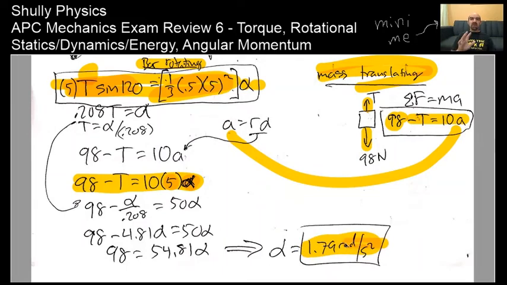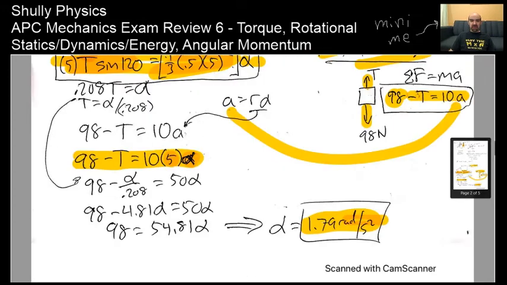Don't get caught and forget to take into account that moving mass, the translating mass, and the rotating beam. They're working together. They both have mass, so they both have inertia, and it's going to affect the acceleration of the system. Okay.